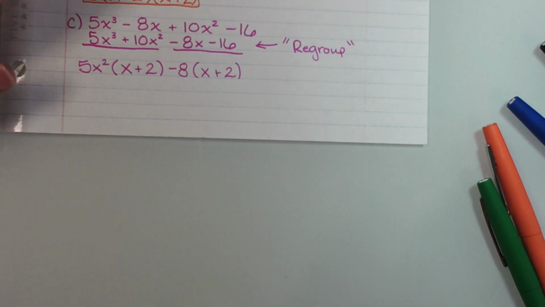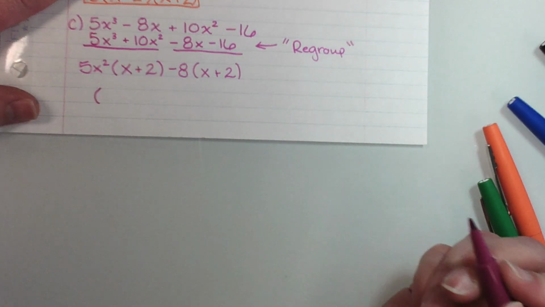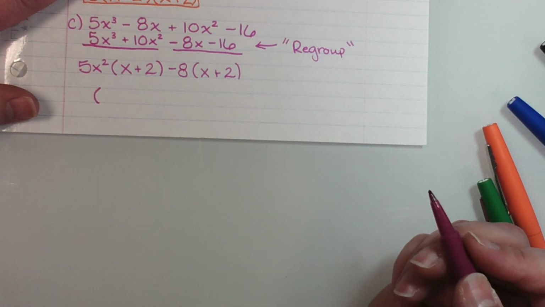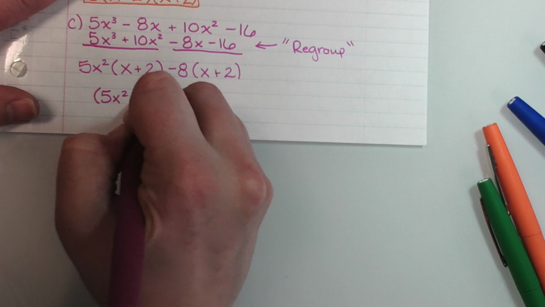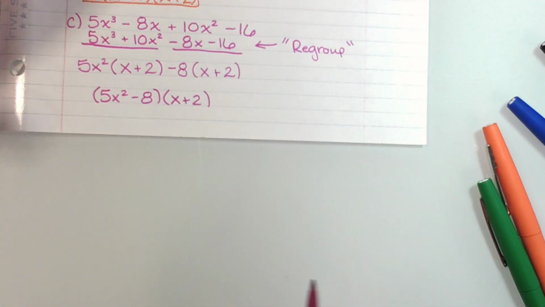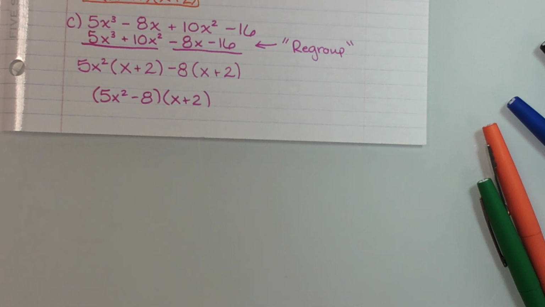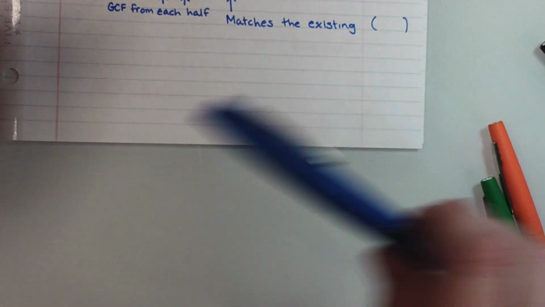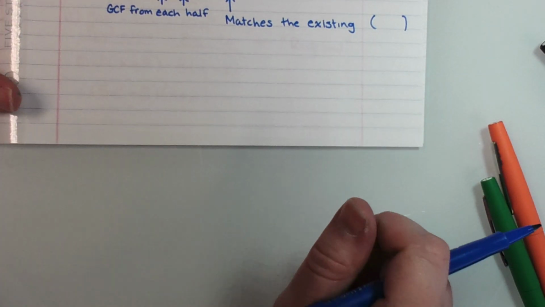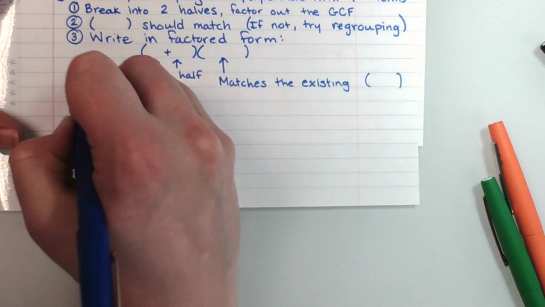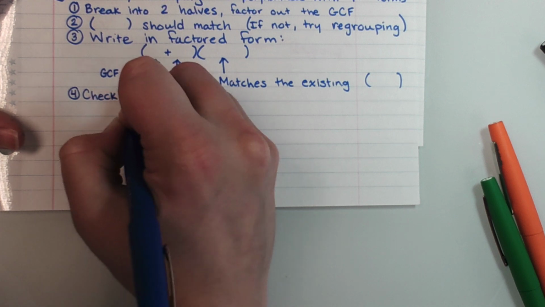That's not my final factored form. My final factored form looks like what? 5x squared minus 8, and x plus 2. Now, one of the things that I left off of factoring by grouping, and I didn't mean to leave it off, is after you do factoring by grouping, there is one other thing you need to do with this. Check for further factoring.